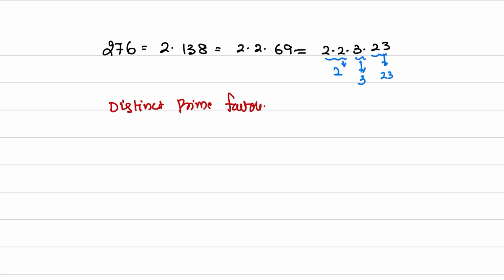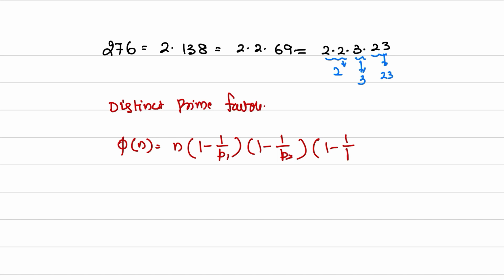Then, as per Euler-Totient formula, phi n, the number of primitive roots is equal to n into 1 minus 1 by p1, 1 minus 1 by p2, 1 minus 1 by p3. In this only 3 prime numbers are there. I am writing up to p3 only. You can write any number if you have more as per the given n.